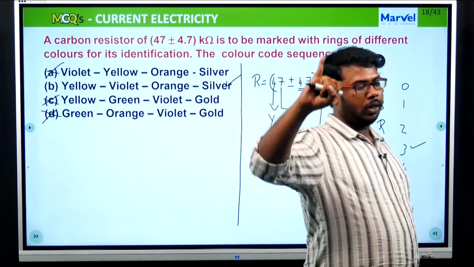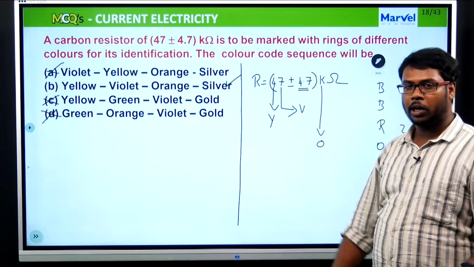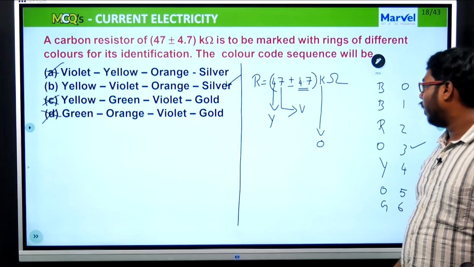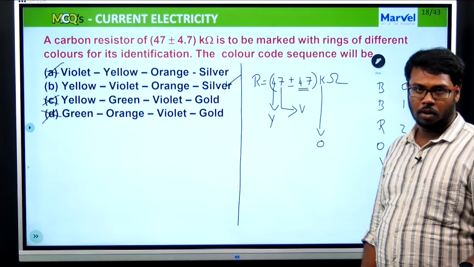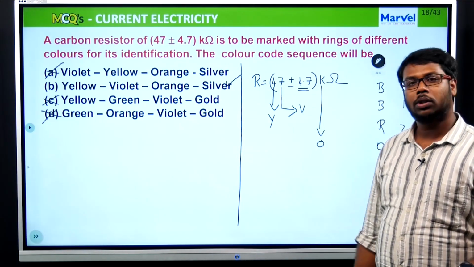So first I start from the first color. I realized that it was yellow. Immediately 2 of my options got eliminated. Then I went for the second digit and I realized that it is going to be violet. Immediately I can finalize my answer, but still I went further and I found the rest too. So this is how you do it.